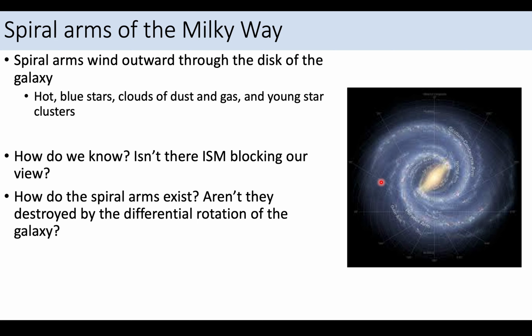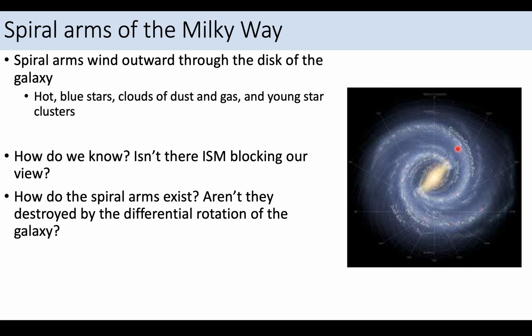So some questions you might have is, how do we know? Isn't there ISM blocking us from measuring this, from seeing this, the same way that that brother and sister team found those holes in the sky? True, I'll get to it. And then also, how do these spiral arms exist, and how are they not destroyed by the differential rotation of our galaxy?